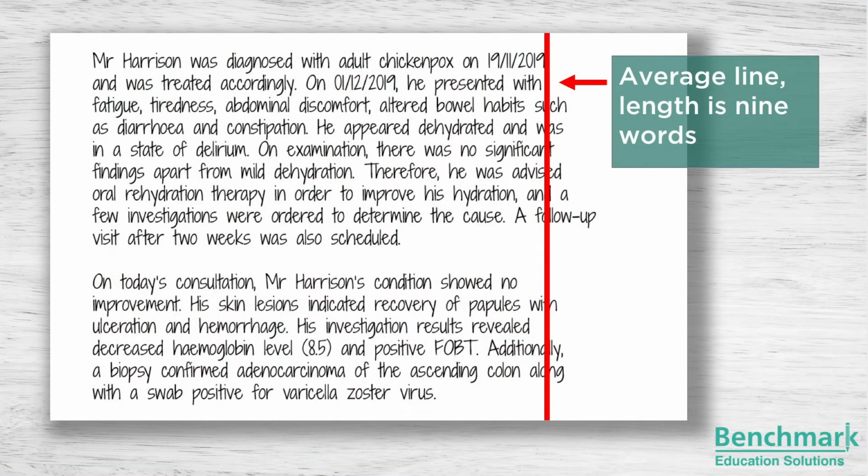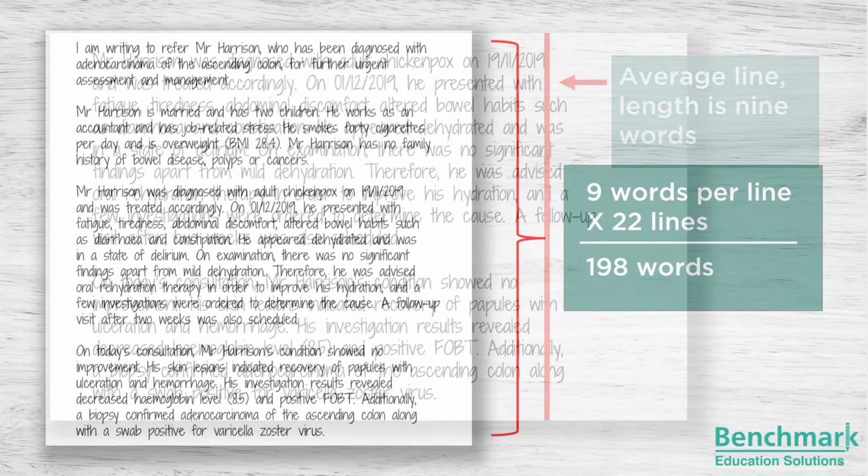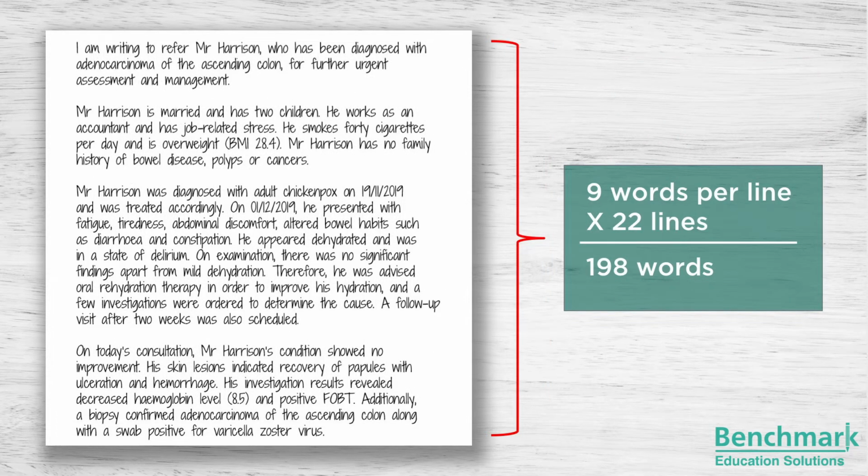In our example, the average word length per line is 9. Some lines are longer and some are shorter. In the body of the letter, there are 22 lines. When we multiply these two numbers, we get a total word count of 198. If we count the exact number of words in our sample letter, we get 194.